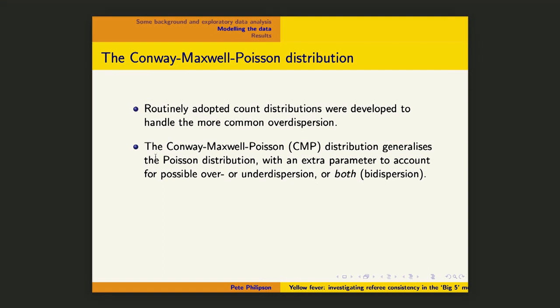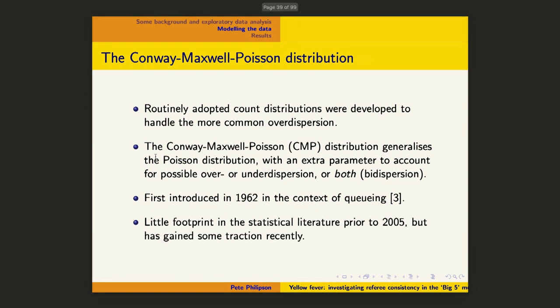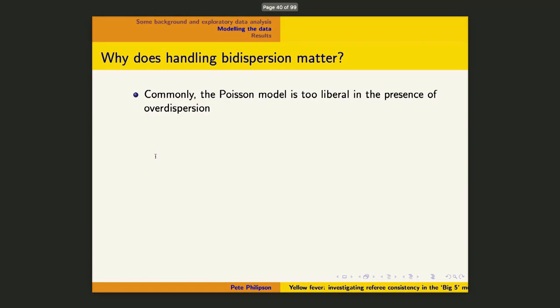But the Conway-Maxwell-Poisson distribution basically generalizes the Poisson with an extra parameter that allows us to have both over or underdispersion within the same model, which I will refer to as bidispersion. So you allow both of these things within the same model, which is quite a neat property. And it was first introduced around 60 years ago in the context of queuing, and then it kind of lay dormant for a long time, but then it's had a lot more traction in the last 20 years.